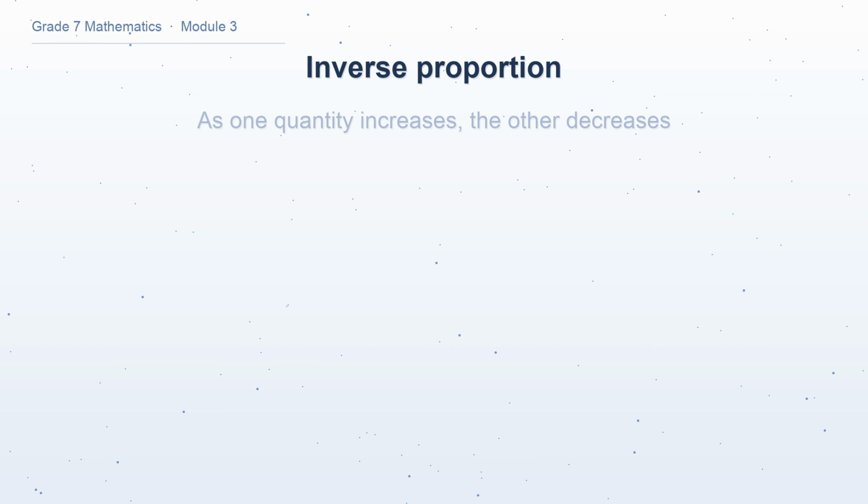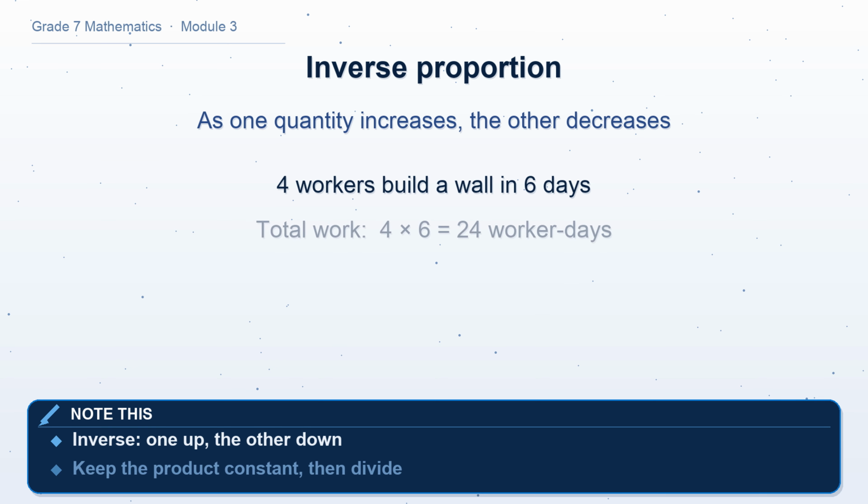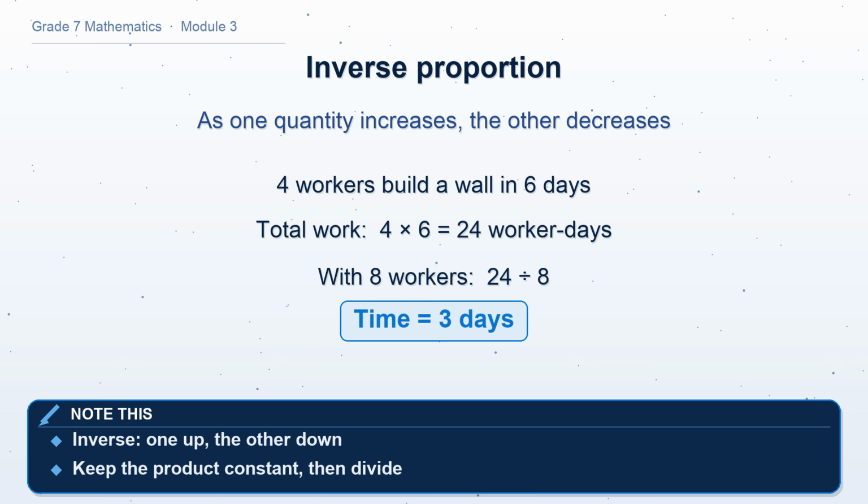2 quantities are in inverse proportion when one increases as the other decreases. More workers means fewer days, but the total amount of work stays the same. Suppose 4 workers build a wall in 6 days. Multiply to find the total work. 4 times 6 is 24 worker days. That total never changes. So with 8 workers, the time is 24 divided by 8, which is 3 days. For direct proportion, we keep the rate. For inverse proportion, we keep the product.